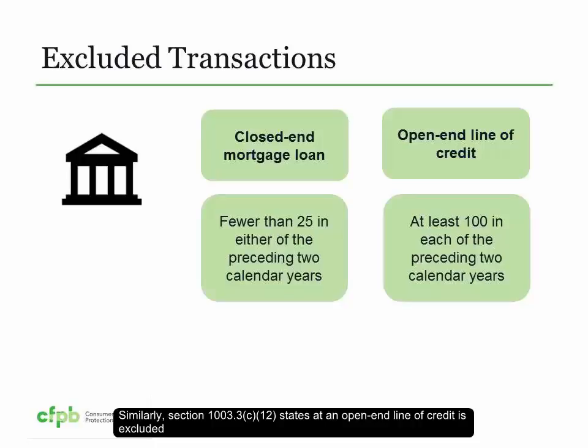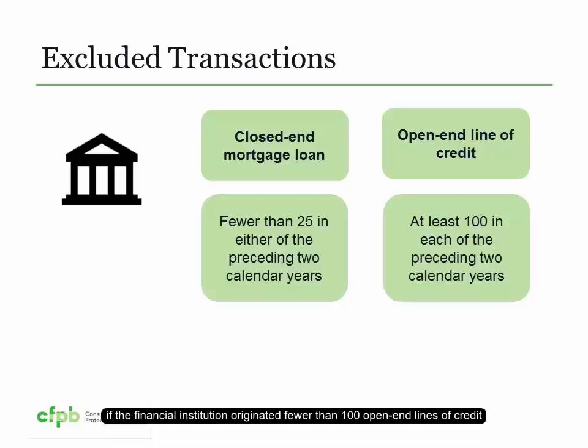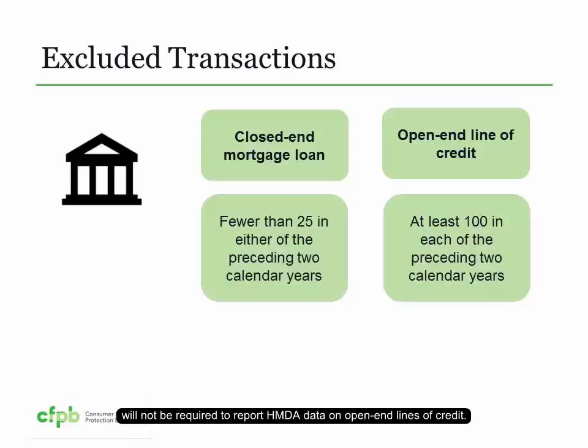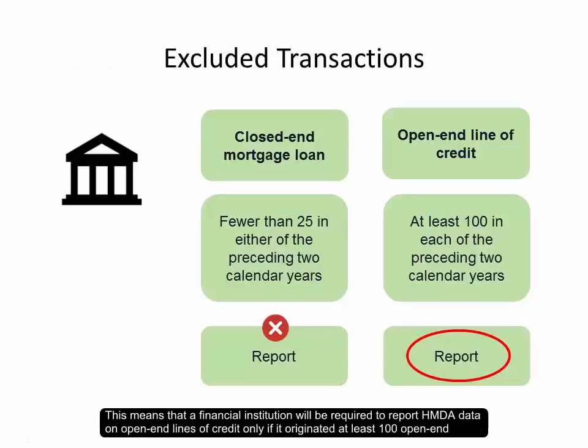Similarly, Section 1003.3C12 states that an open-end line of credit is excluded if the financial institution originated fewer than 100 open-end lines of credit in each of the 2 preceding calendar years. The Bureau intended that a financial institution that originated fewer than 100 open-end lines of credit in either of the 2 preceding calendar years will not be required to report HMDA data on open-end lines of credit. This means that a financial institution will be required to report HMDA data on open-end lines of credit only if it originated at least 100 open-end lines of credit in each of the 2 preceding calendar years. The Bureau is considering whether clarifying action would be appropriate.